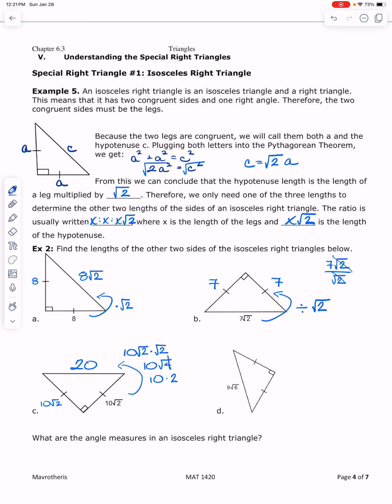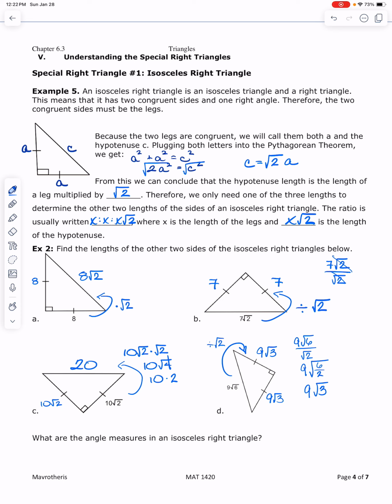D looks a little different. We've got to get a little more creative. We've got the hypotenuse, 9 square roots of 6. We are dividing by the square root of 2. I get 9 square roots of 6 divided by the square root of 2. Remember that we can break a fraction under a radical apart into 2 radicals, and we can combine 2 radicals as a fraction together. 6 divided by 2 is 3. I get sides of length 9 square roots of 3. Both legs.